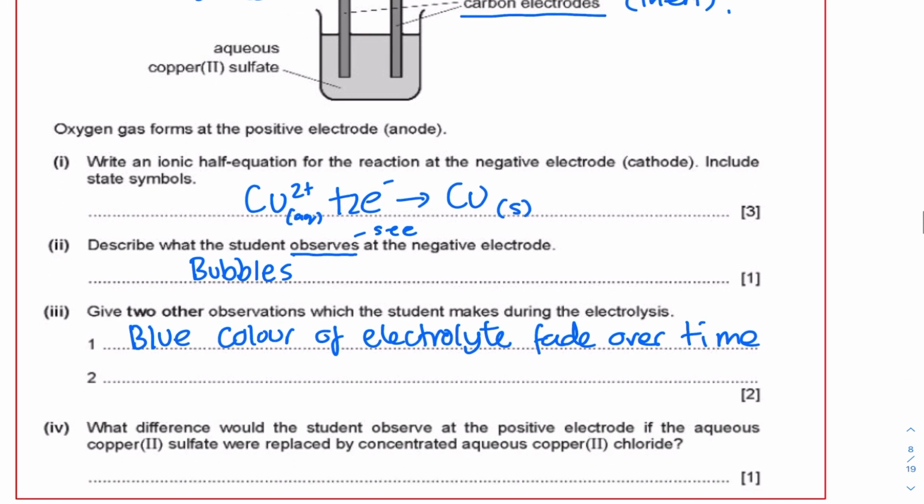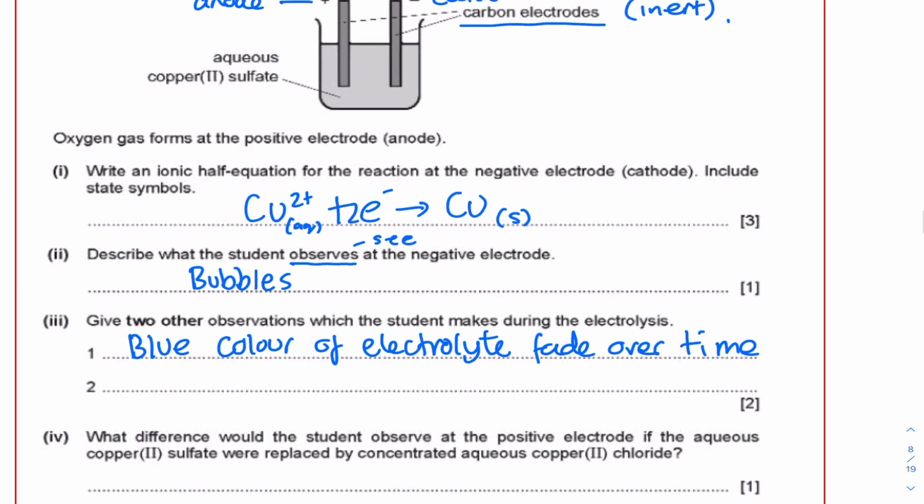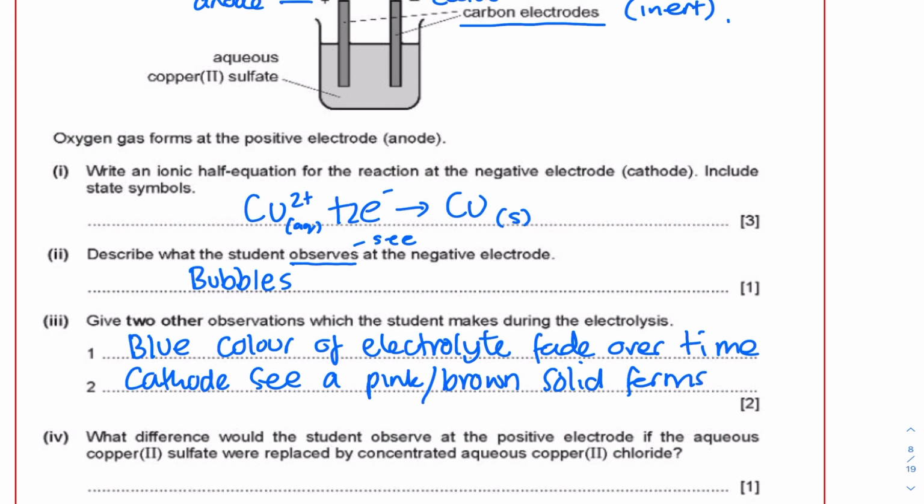The second observation would be at the cathode, you would see a pinky brown solid formed. And you would be able to see that with your eyes.